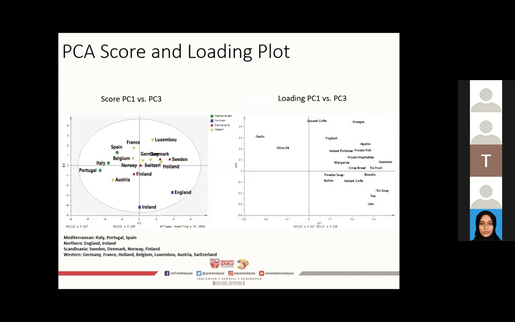Now, since the PCA model uses 3 components, we can investigate if the projection of PC1 versus PC3 will provide us with additional information on the food consumption pattern. We could see other patterns where England and Ireland can be distinguished from the rest of the European countries based on the consumption of tin soup, tea, and jam. The dimensionality of the 16 times 20 data matrix was reduced to 3 PCs to reveal the underlying grouping and pattern of food consumption among European countries.